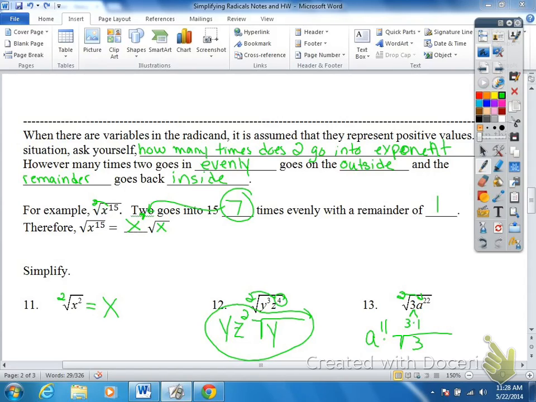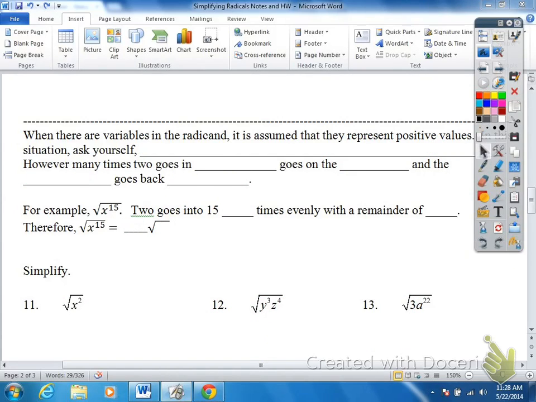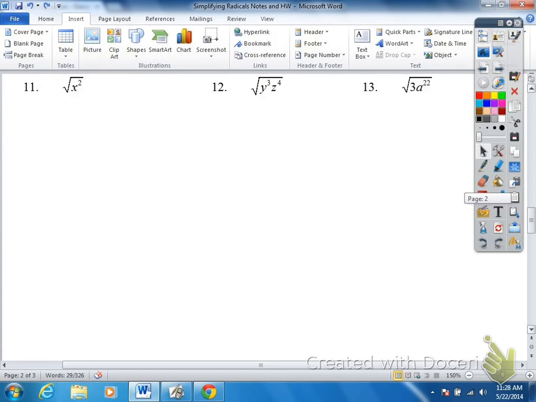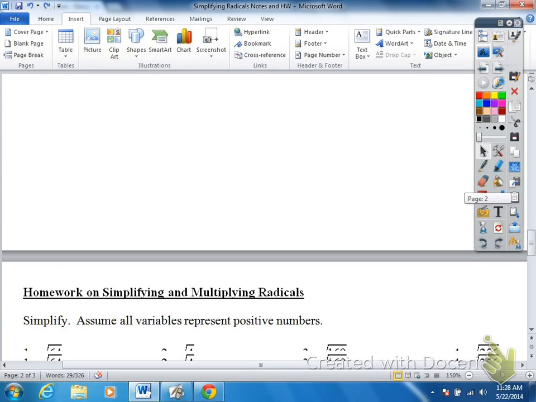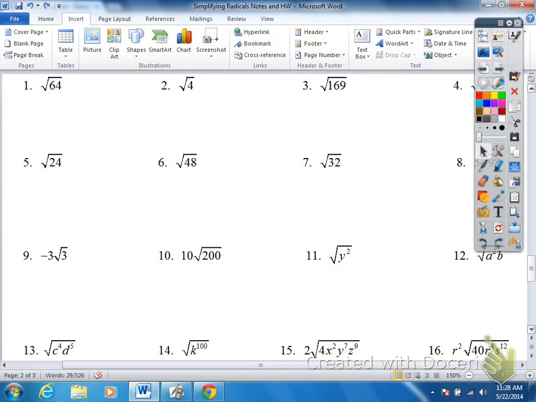All right, at this point, you are ready to turn to the next page, which is your homework section. There are 19 problems on there for you to do as homework. I'm going to go through and just do a few of those with you, just so I can make sure that you understand a couple of these. So I will do numbers 6 and 15. Let's do 6 and 15 together.